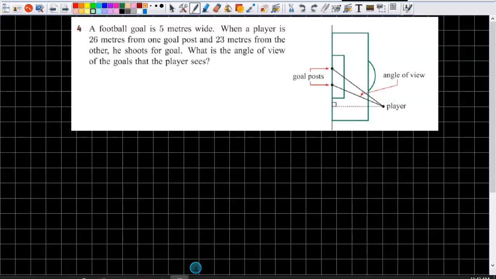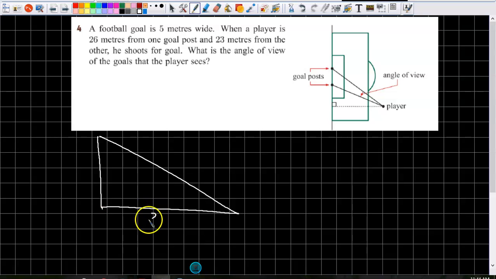All right, with a worded question, what's the first thing that we should do? Draw it out, and we don't need all of the palaver that we've got there. So if I was to draw this out, we've got the goals, we've got the player over there, and I'm going to put my information on. So when a player is 26 metres from one goal post and 23 from the other, so I've got 23, 26.